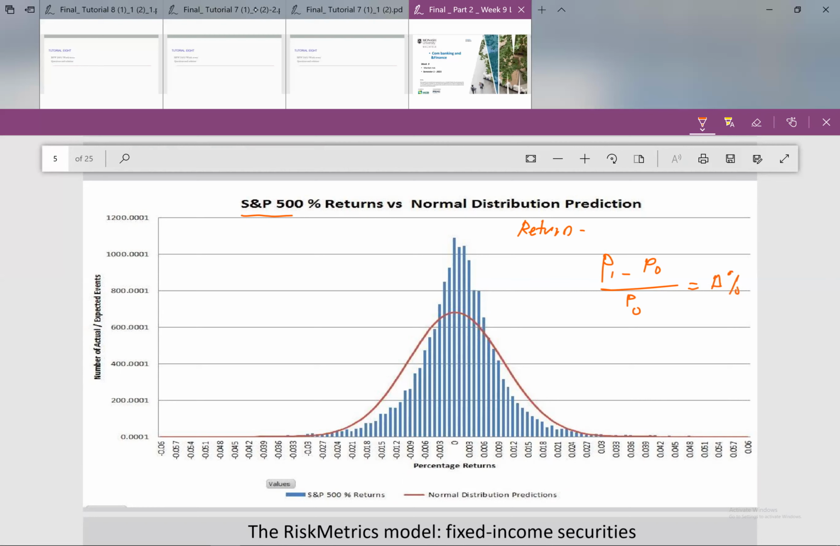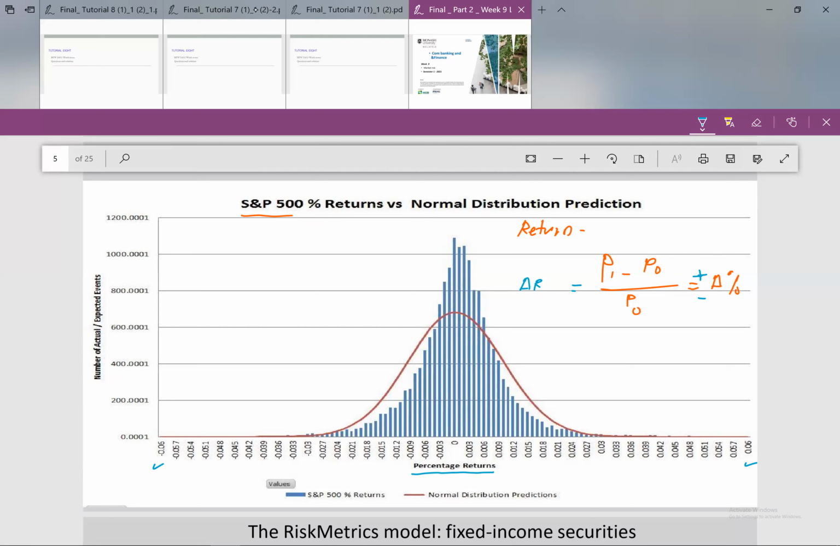This change can be, as you can see, plus or minus in the return. And this is on a daily basis. This is a distribution, and this is the percentage of return. As you can see, the percentage of return, this is the change in R and the return. And you can see it's from minus 6 to plus 6. And this is actually the normal distribution predictions. And these are the values.